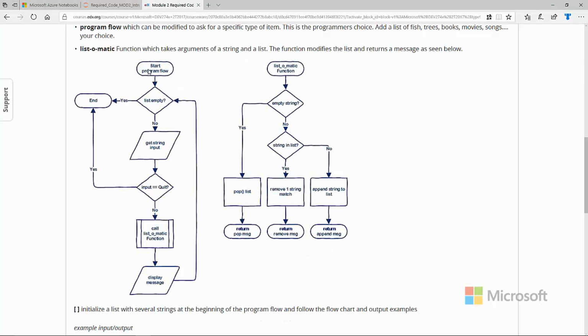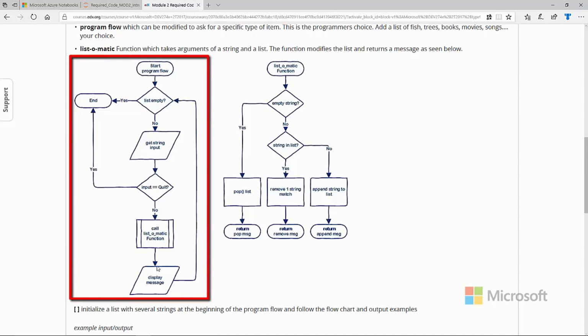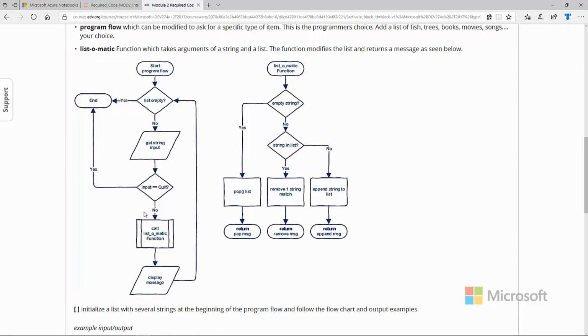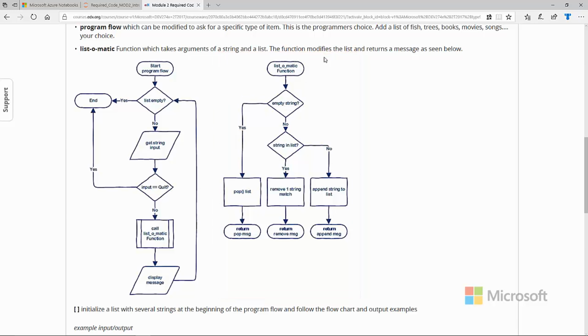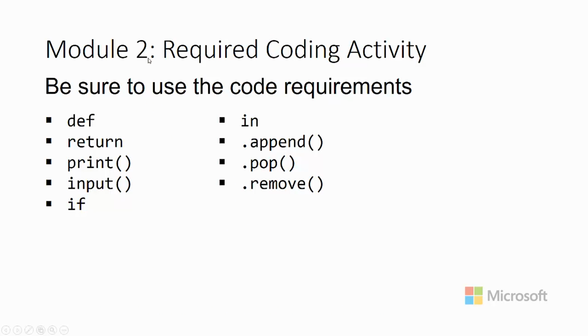Build two parts of your program. Use the logic to run the program to get the input string or to decide if we're quitting. Also, build the list-o-matic function that will check if our input string should pop something from the end, should remove a specific instance of a named item, or append to the end of the list. And be sure to use each of the keywords in the requirements.